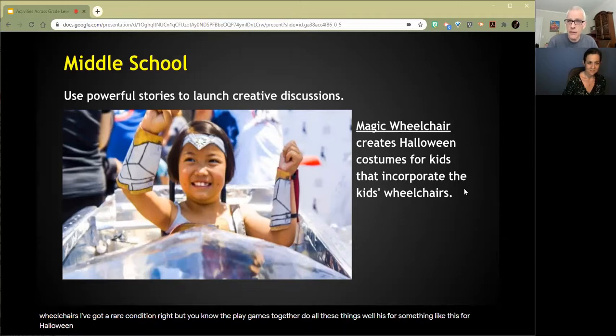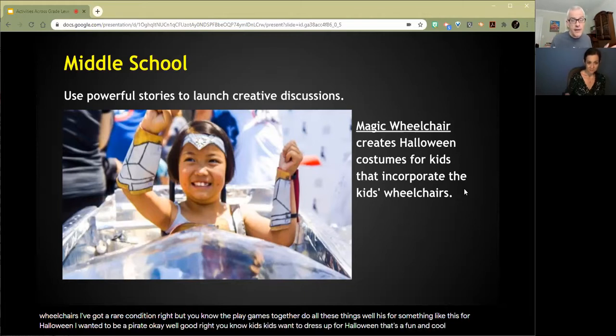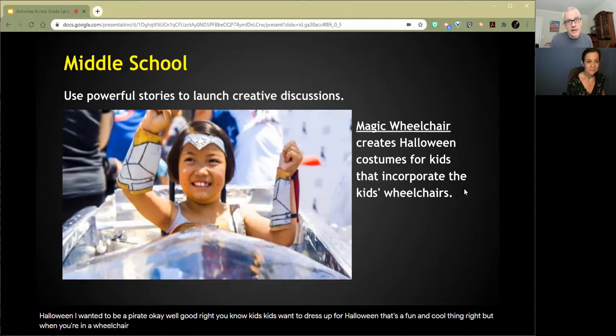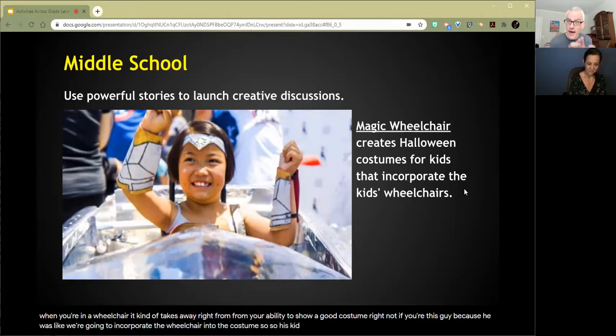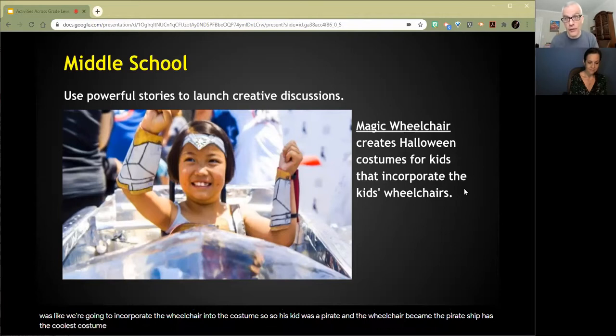for Halloween, wanted to be a pirate. Okay, well, good, right? Kids want to dress up for Halloween. That's a fun and cool thing, right? But when you're in a wheelchair, it kind of takes away from your ability to show a good costume, right? Not if you're this guy, because he was like, we're going to incorporate the wheelchair into the costume. So his kid was a pirate, and the wheelchair became the pirate ship. So suddenly the kid in the wheelchair has the coolest costume in school, right? And this is a big whopping deal, right?